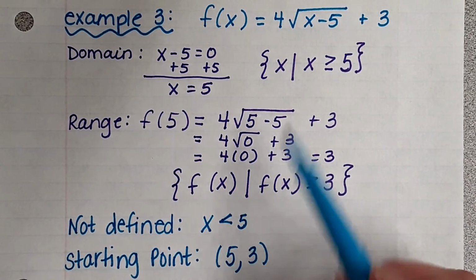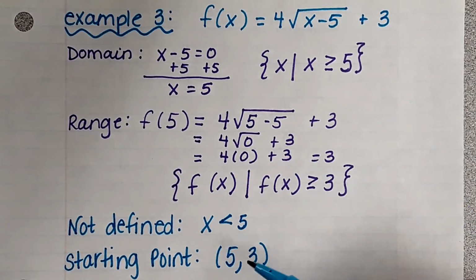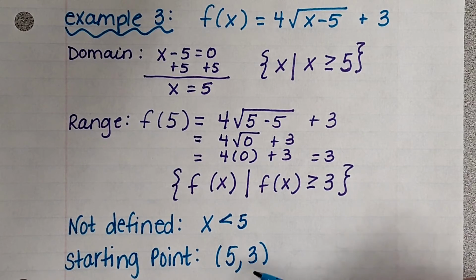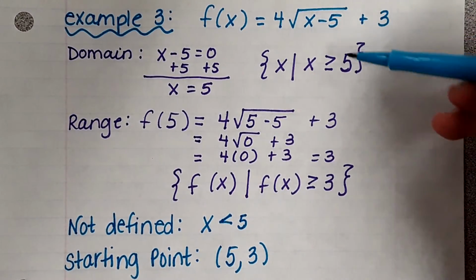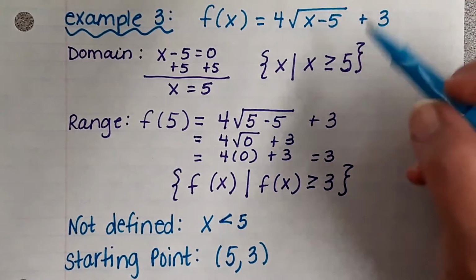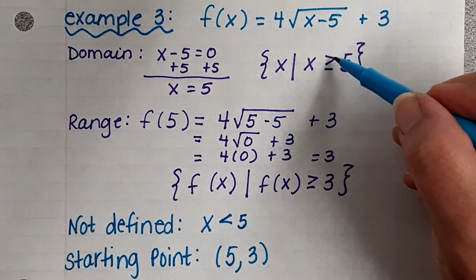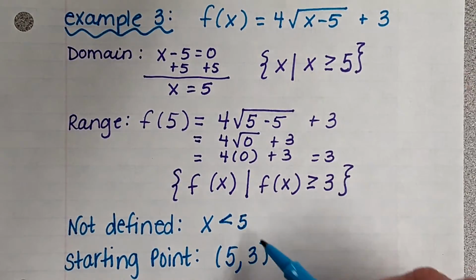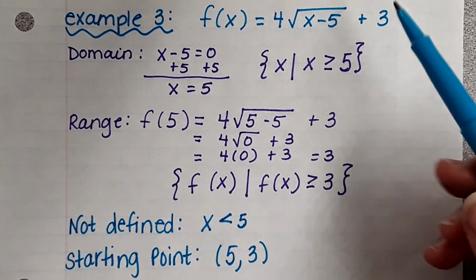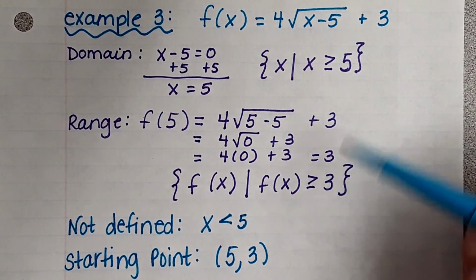So not defined has to deal with the domain, and the starting point deals with the domain and the range. So again, I found the domain, 5. That's my not defined and my range, so it can be greater than or equal to, but notice the not defined has to be less than. And then I plug it in.